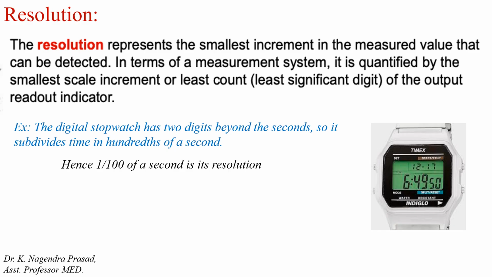Let's see the example. The digital stopwatch, which has 2 digits behind the seconds, subdivides time in hundredths of a second. Hence 1 by 100 of a second is the resolution of the digital stopwatch.